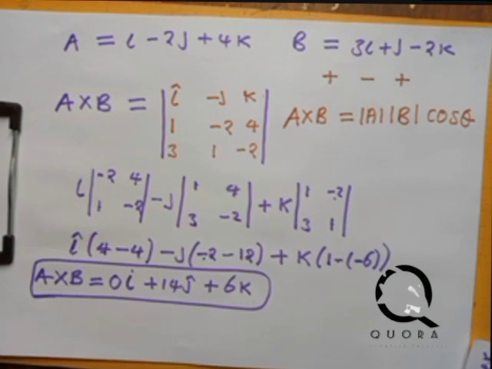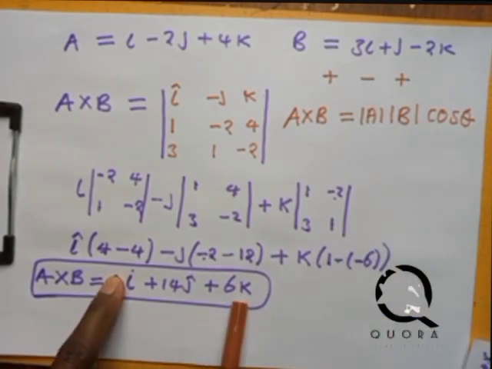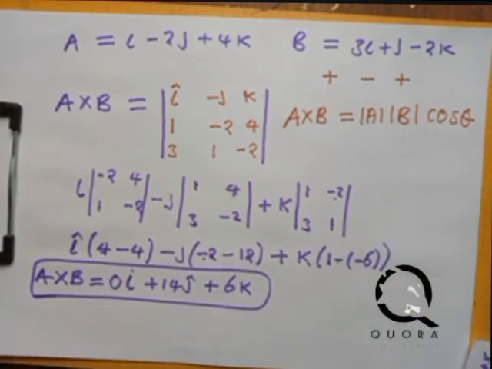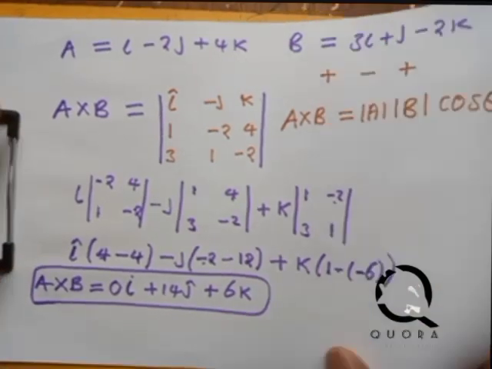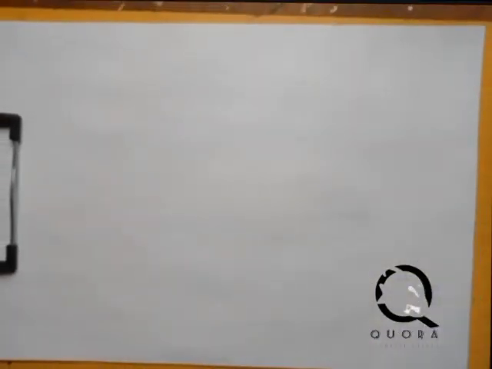For you to find the angle between two different vectors using this one, you must find the magnitude of A, the magnitude of B, and the magnitude of this. Then you are going to divide and you'll be able to get the final answer just like that. Okay, let's try to calculate for the angle.